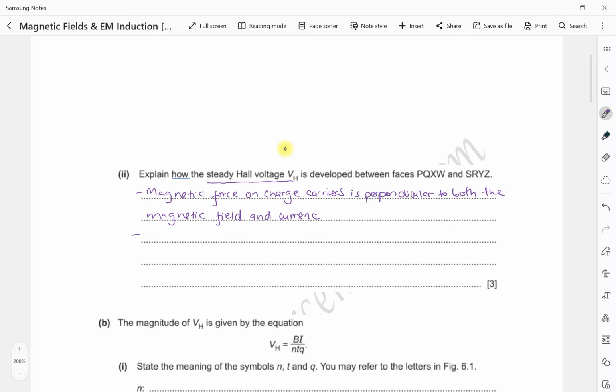As charge carriers are deflected to one side because of the force, an electric field is set up so that a Hall voltage is set up. Those are two marks. But when does this Hall voltage become steady?